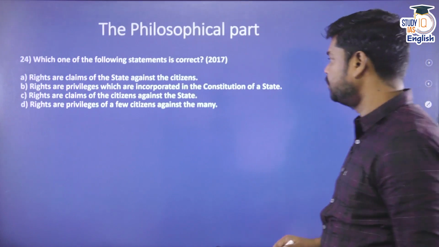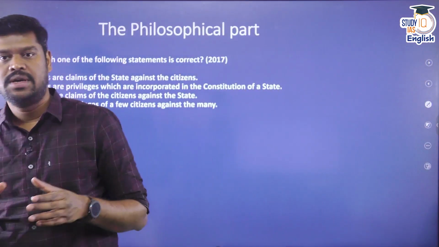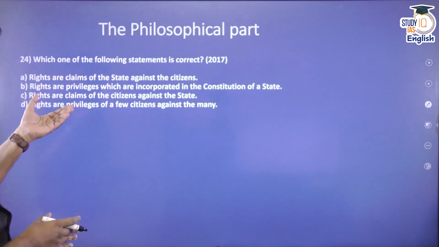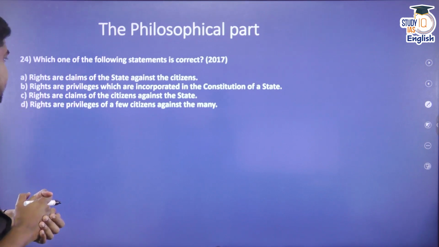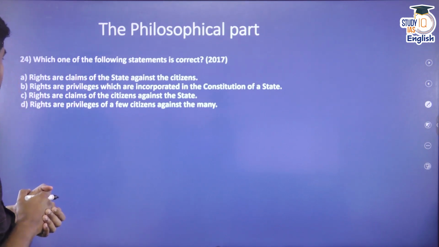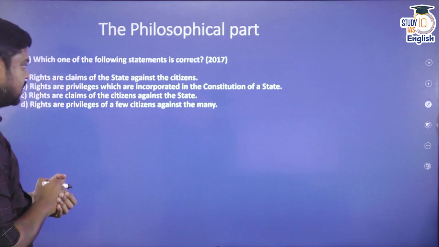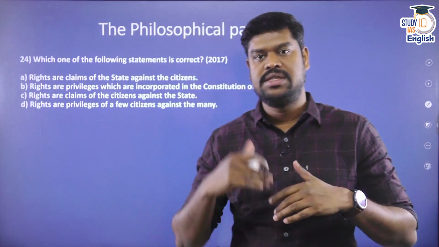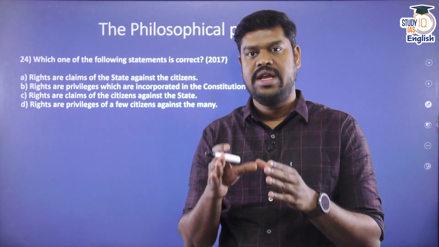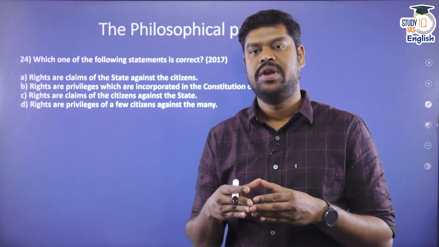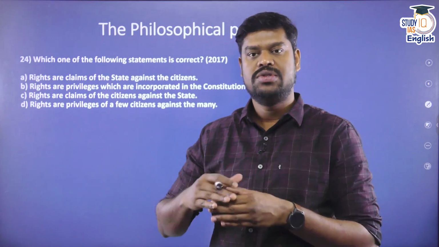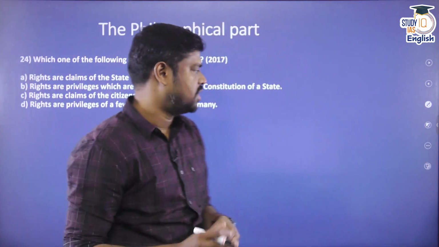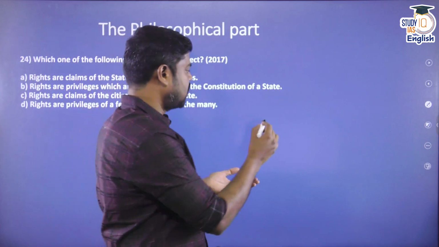Come to the next question: which one of the following statements is correct? So, what is the question all about? Rights are claims of the state against the citizens. In fact, the rights are not claims of the state. In fact, the rights are claims of the citizens against the state. The very idea of right which is given to the individual is to protect the individuals from any form of oppression by the state, any form of arbitrary action by the state. So, that is why we say that the rights are negative in character.